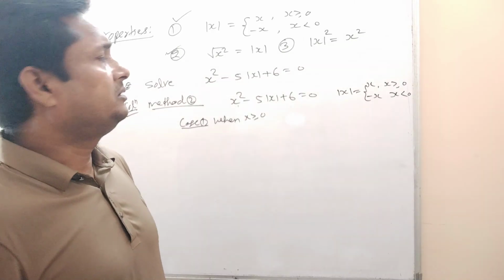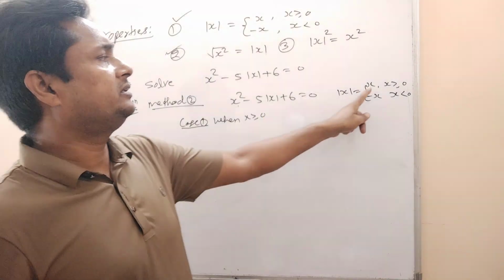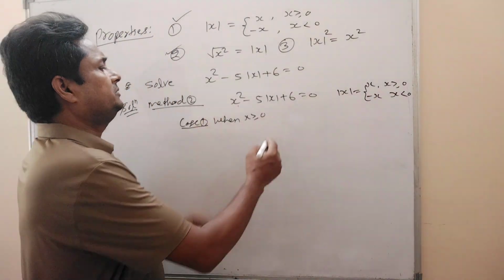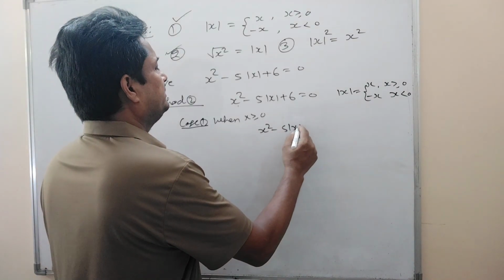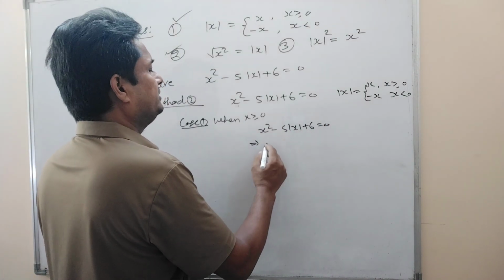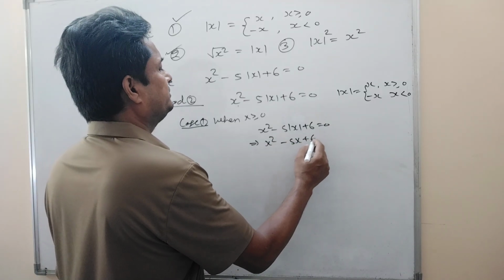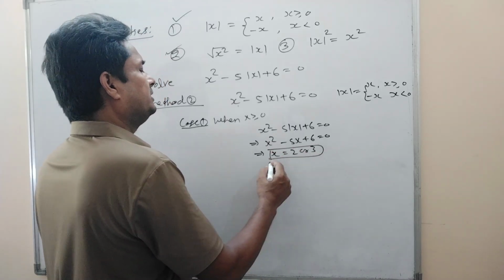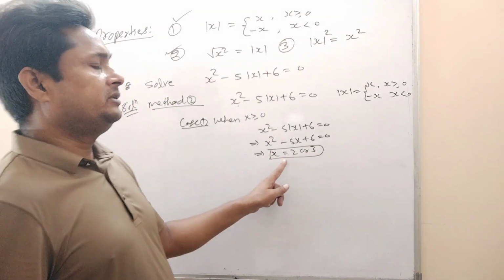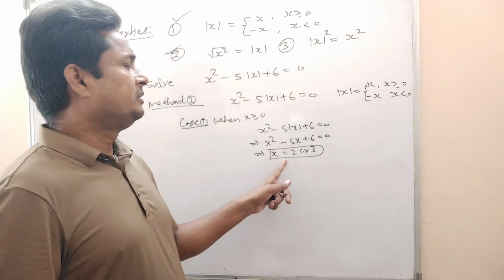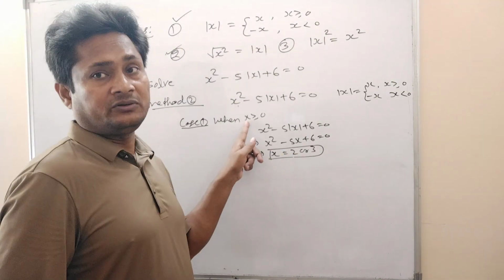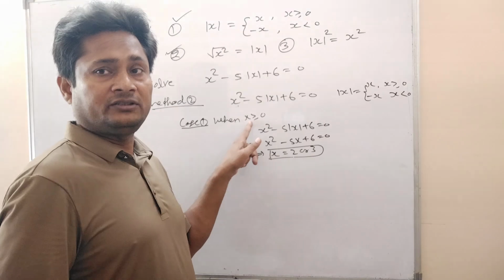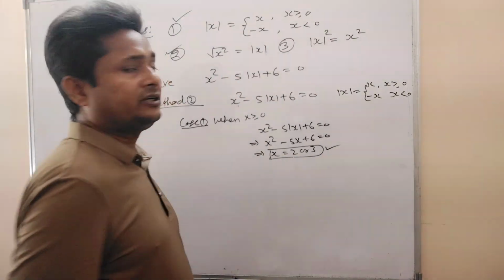If x is greater than or equal to 0, then mod of x can be written as x. So this equation x square minus 5 mod x plus 6 is equal to 0 can be written as x square minus 5x plus 6 is equal to 0. The solution of this one will be x is equal to 2 or 3. But we have to check whether these answers belong to this inequality or not. The condition is x is greater than or equal to 0. So 2 and 3 both lie in this interval. So our answer is correct.